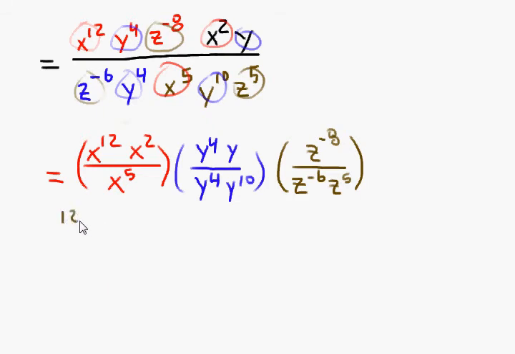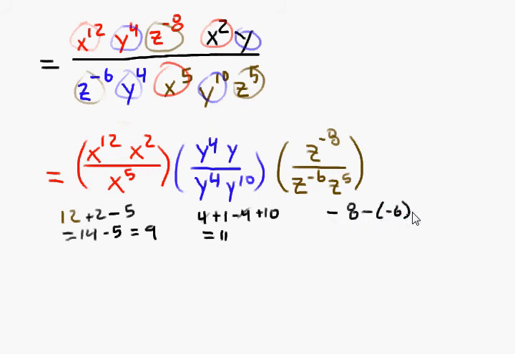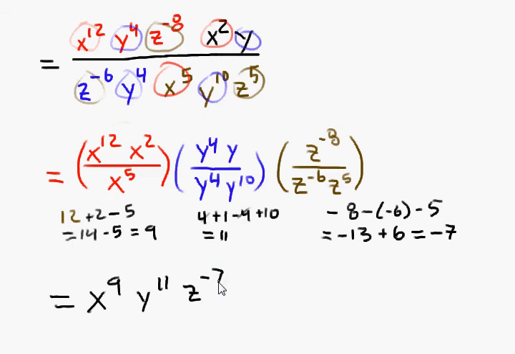We're going to have 12 plus 2 minus 5. That's 14 minus 5, 9. This will be 4 plus 1 minus 4 plus 10. These cancel out. It's 11. And over here we have minus 8 minus a minus 6 minus 5. So this is minus 13 plus 6, or a negative 7. Okay, so this is x to the 9th, y to the 11th, z to the negative 7.